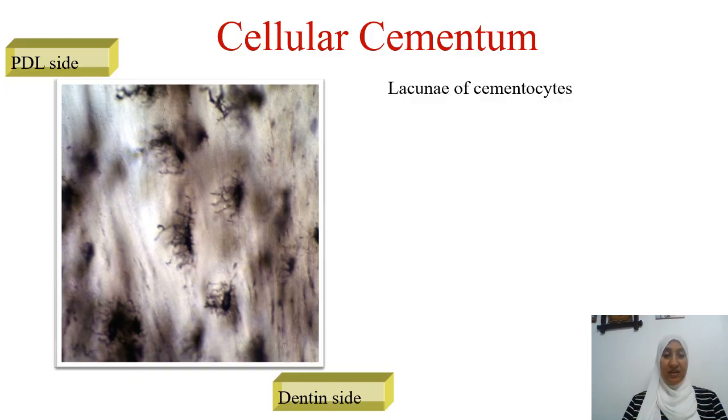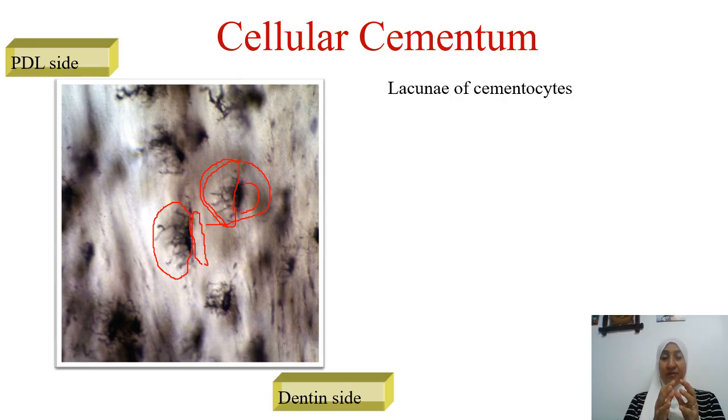The lacunae of cementocytes show one side deprived of processes, while another side shows multiple processes. Let's see this cell. As you see here, this side is deprived of processes or has minimal processes, while the other side shows multiple processes. Why does this feature exist in cementum?